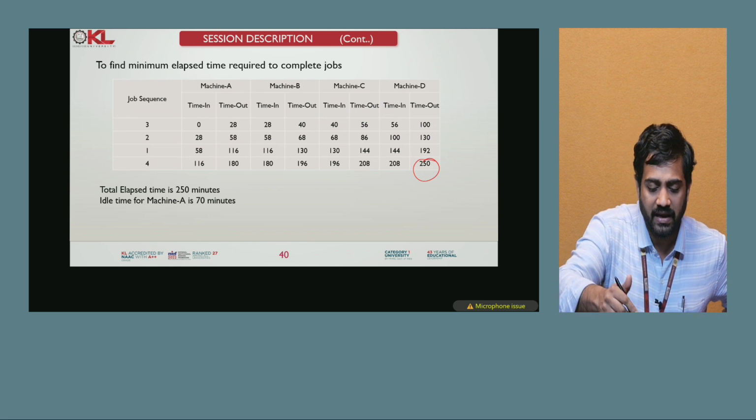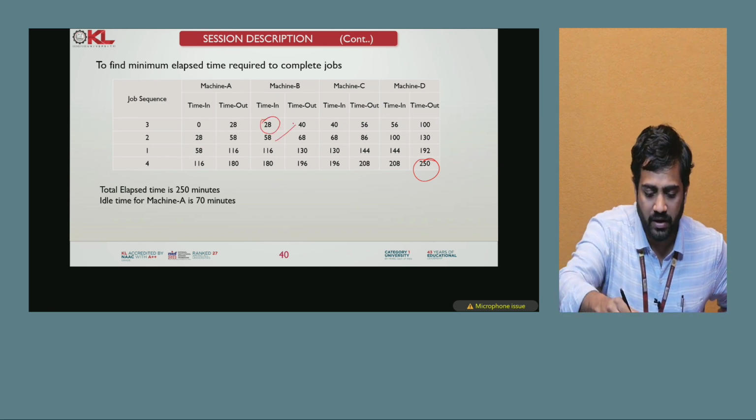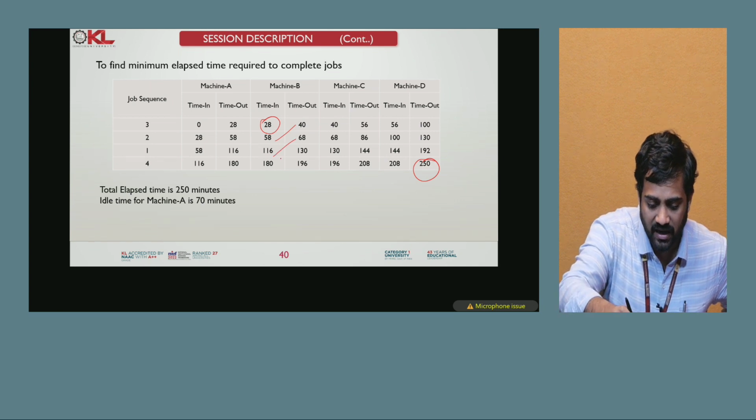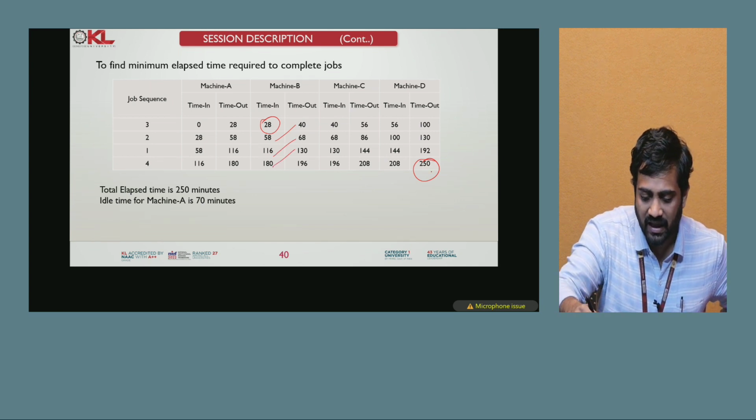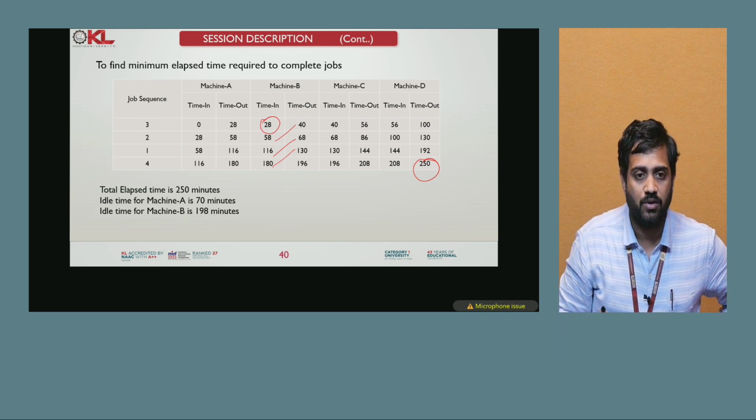Coming to machine B, initially it is 28. Next here some difference is there, 58 minus 40, 116 minus 68, 180 minus 130, and finally 250 minus 196. We have to add all. So machine B idle time will be 198 minutes.